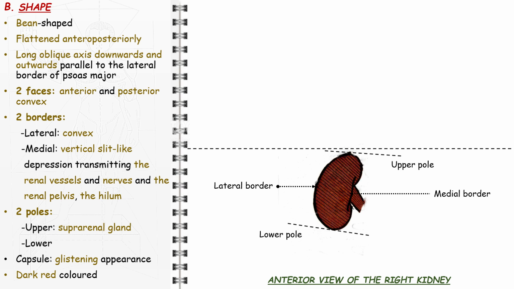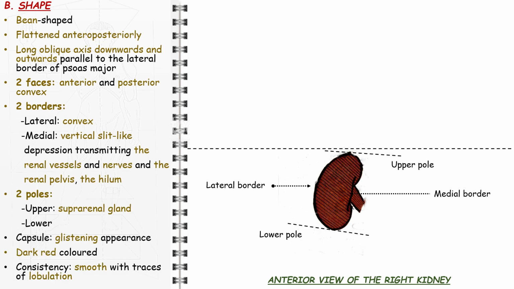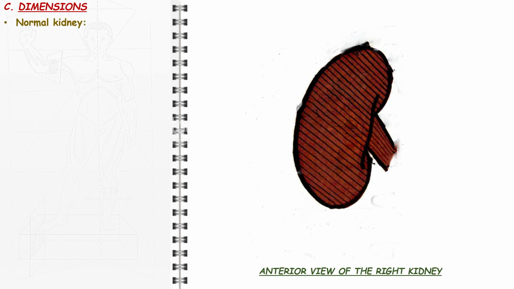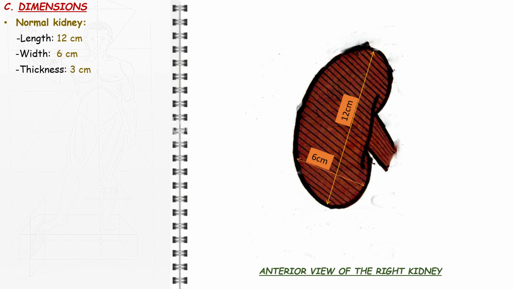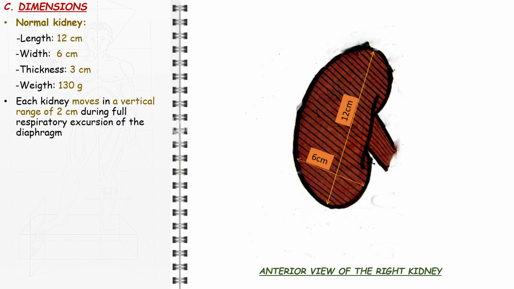Its consistency is smooth with traces of lobulation pronounced in newborns. The normal kidney is 12 cm long, 6 cm wide, 3 cm thick and weighs 130 grams. Each kidney moves in a vertical range of 2 cm during full respiratory excursion of the diaphragm.